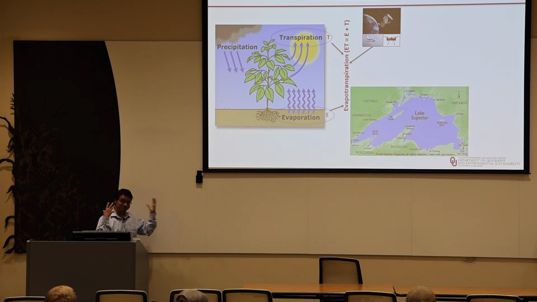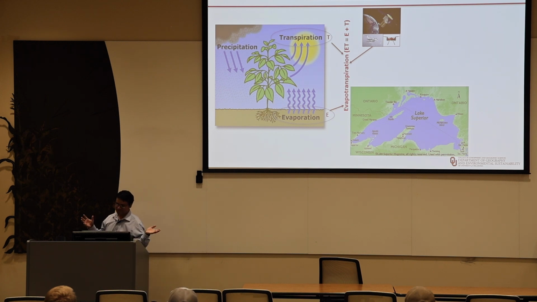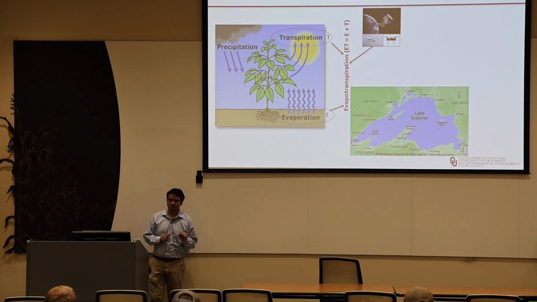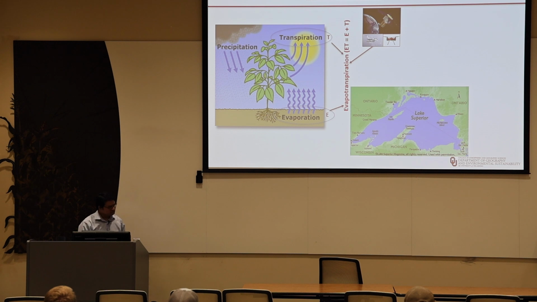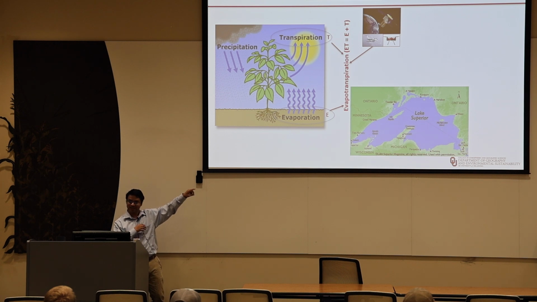Does everyone know one of the Great Lakes, like Lake Superior? It's one of the largest lakes, and it has a lot of water, around 3 quadrillion gallons. That is 3 with 15 zeros. So if I tell you that all the plants globally in 1 year evaporate the same amount of water as in Lake Superior, would you believe me or not?